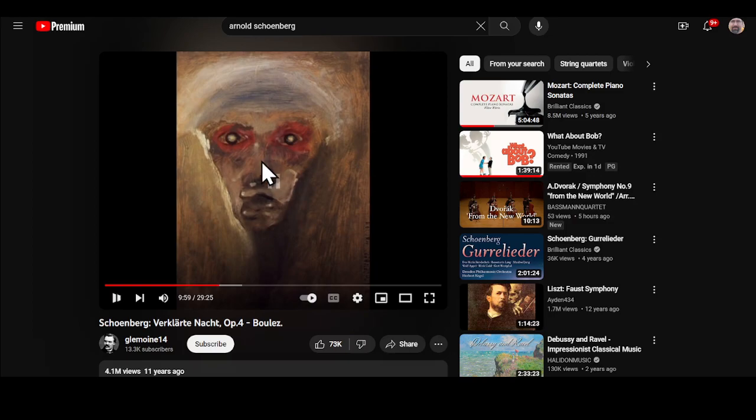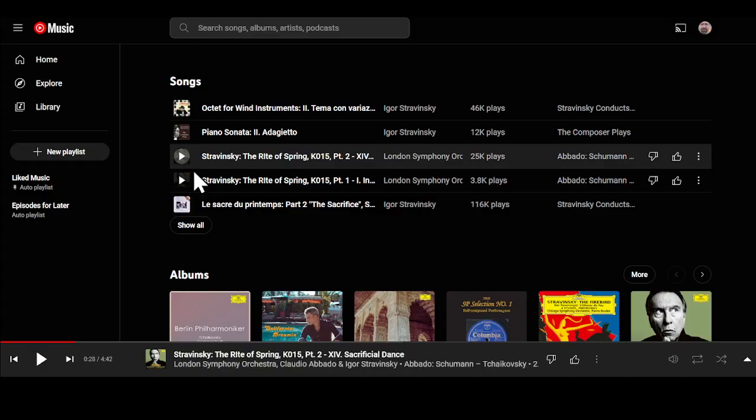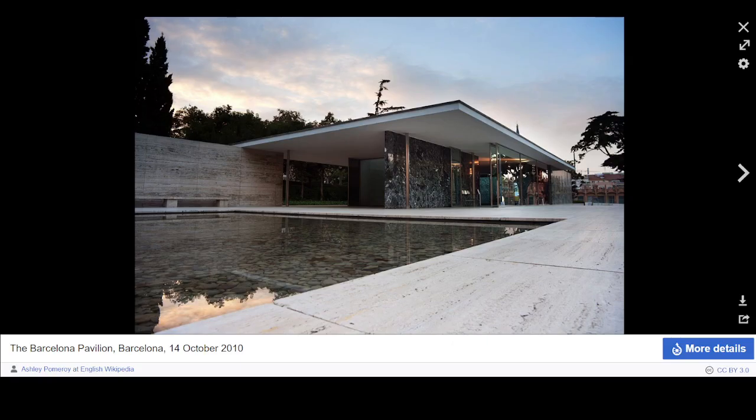Okay, and that's some of the music, and then there's also Stravinsky's The Rite of Spring. And once again, as you listen to the music, look back over the architecture. It's consistent.